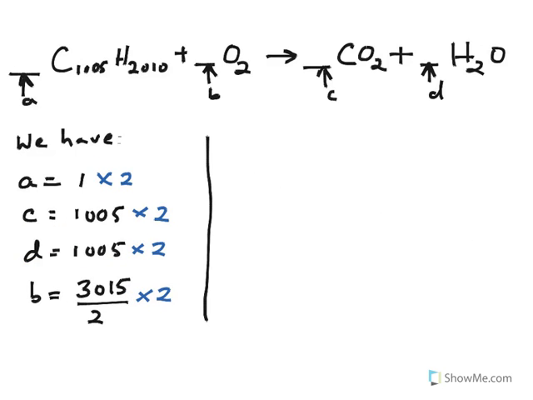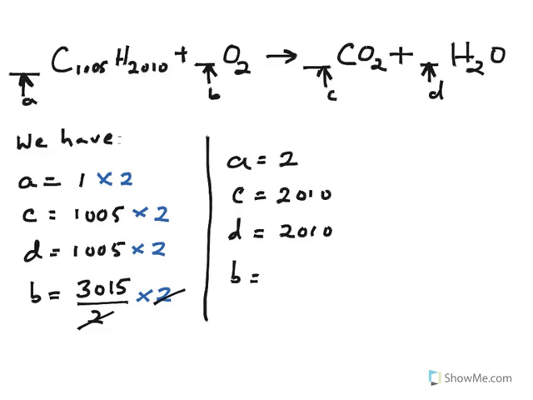Now, once we multiply all our random variables by 2, we will have our new values for the variables. So we will have A equal to 2. We will have C equal to 2010. We will have D equal to 2010 as well. And we will have B equal to 3015. Now that we have whole numbers for all the random variables, we can substitute the random variables with these numbers as the coefficients for our equation.